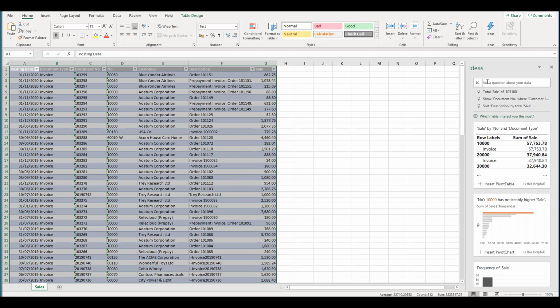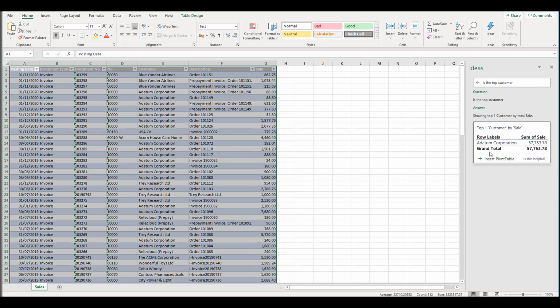So we can type in things along the lines of who is the top customer? And the answer, a datum. So it's already analysed that out and will show me that.